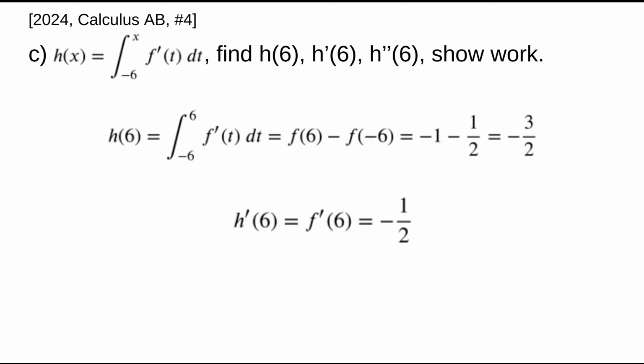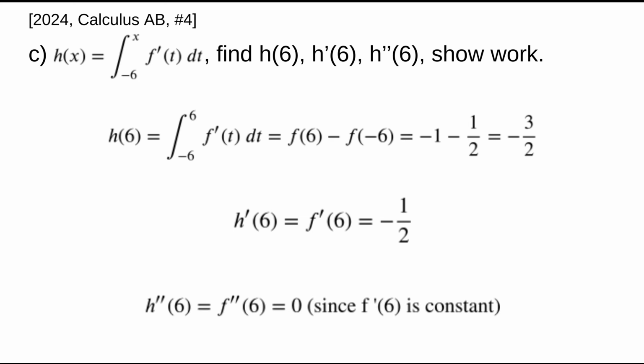h prime of 6, by definition, would just be f prime of 6, which is just the slope of the graph at 6, which is -1/2. And h double prime of 6 would be f double prime of 6, which in this case would be 0 because f prime of x is constant over this interval, so the derivative of a constant is 0.